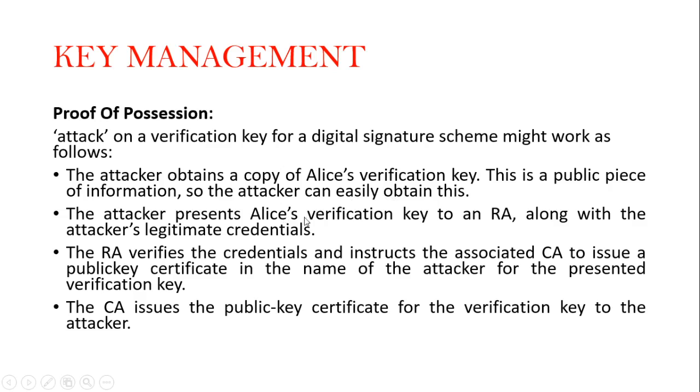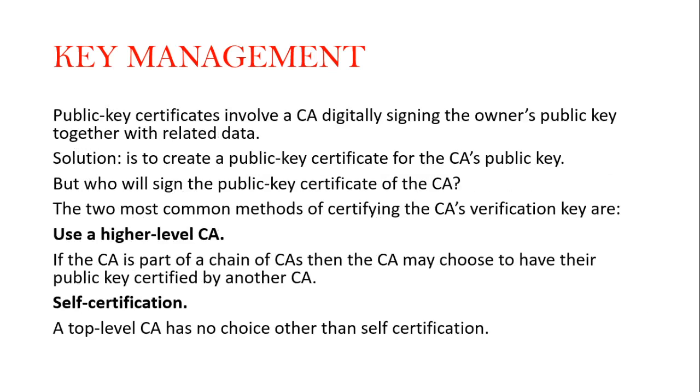The attacker presents Alice's verification key to an RA along with the attacker's legitimate credentials. The RA verifies the credentials and instructs the associated CA to issue a public key certificate in the name of the attacker for the presented verification key. So the CA issues the public key certificate for the verification key to the attacker. This is how the proof of possession goes.